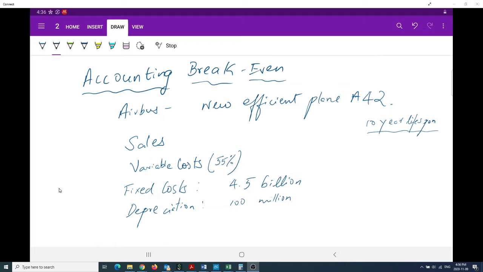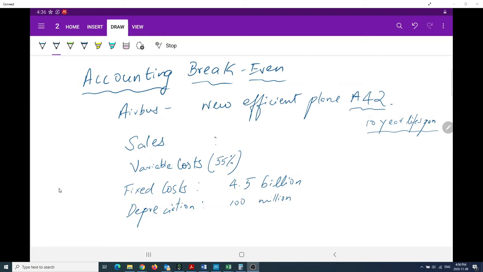The example which we are going to look at is an example of Airbus, which is a plane manufacturing company. Let's say they come out with a new and more efficient plane, let's name it the A42. Let's also assume that this plane has a 10-year lifespan. Once they start producing it, the plane will be available for 10 years, and 10 years later they might have to upgrade this plane or design a new plane. That's our assumption, so we are working with a 10-year lifespan.